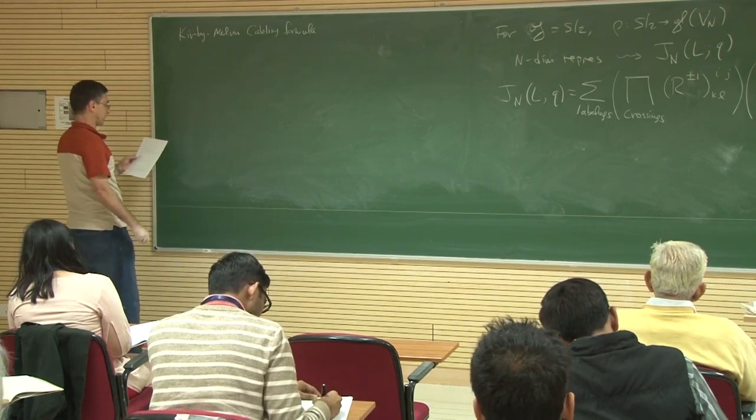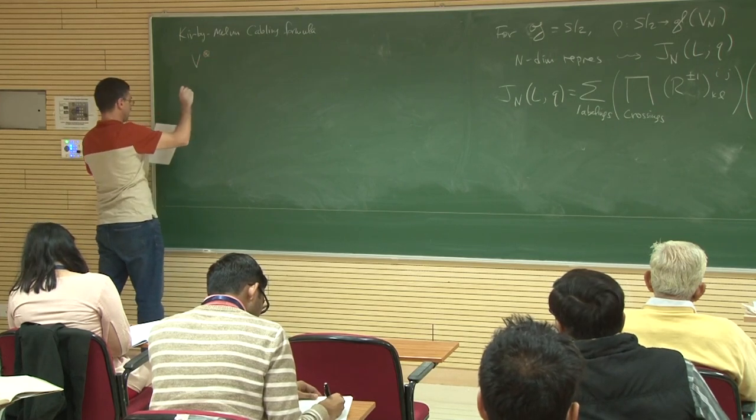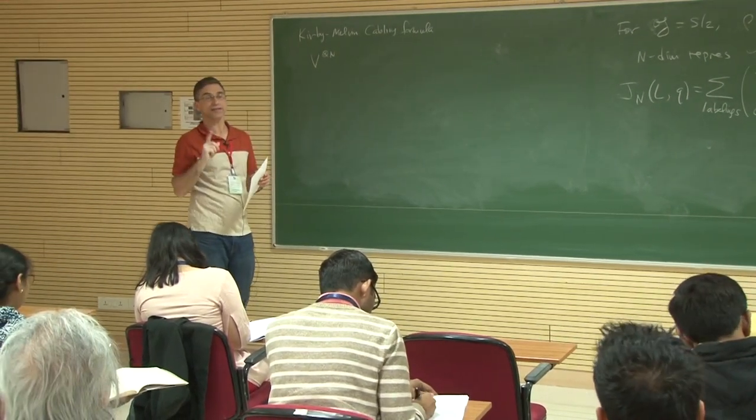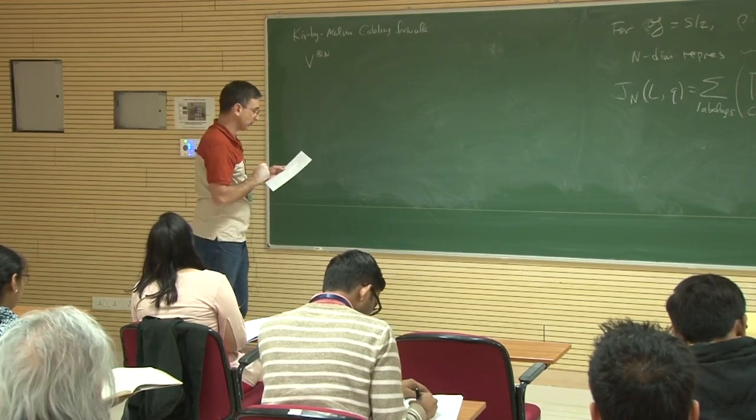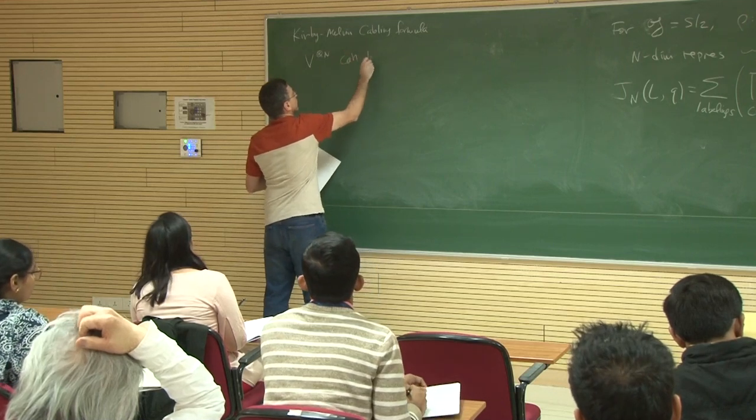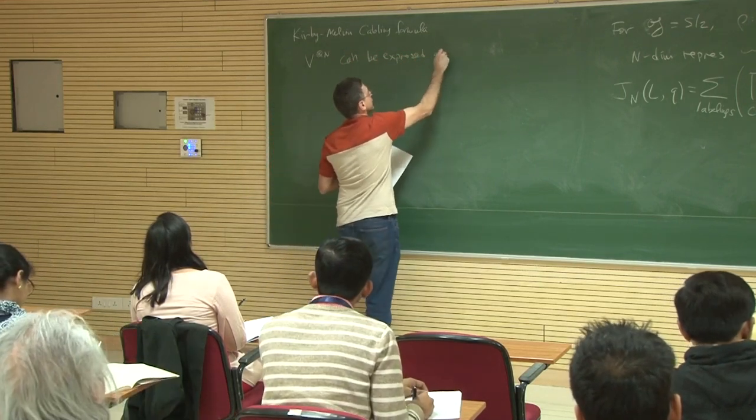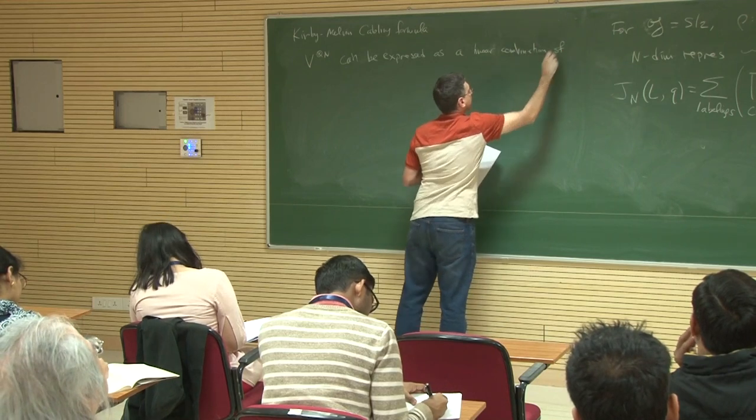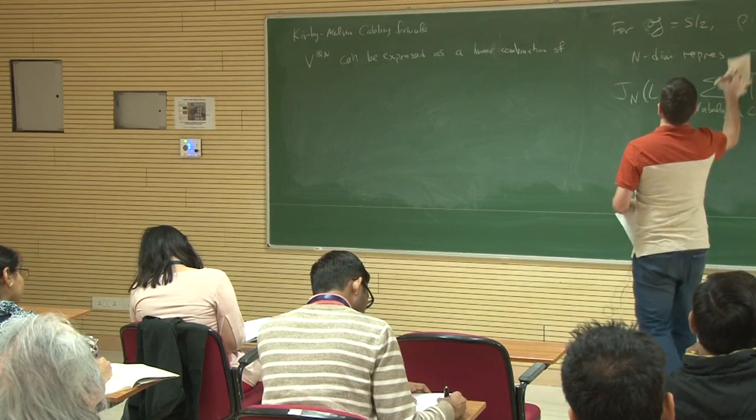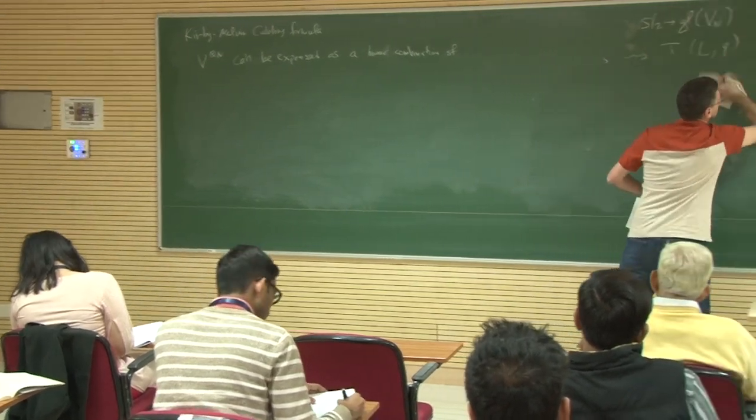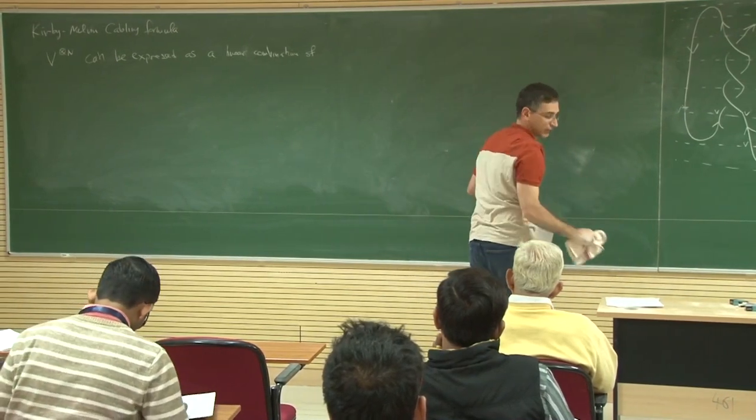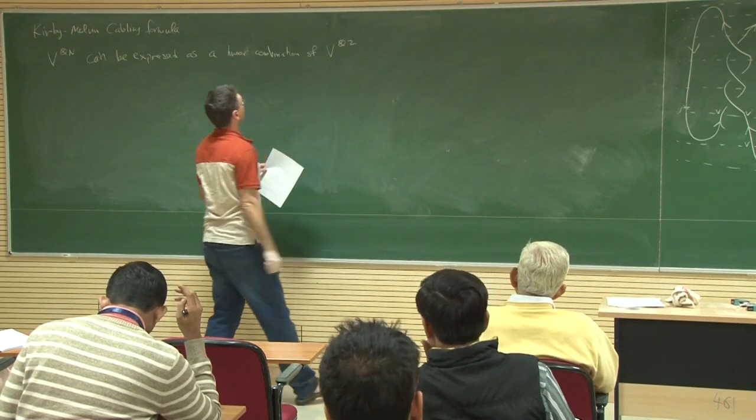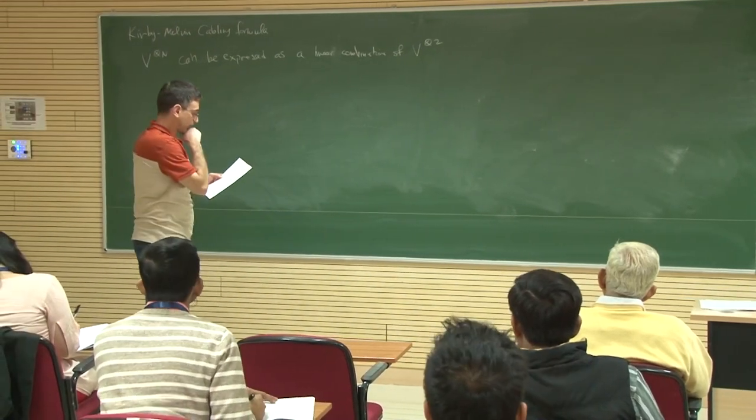So the idea here is the following. This is a representation theoretic statement, and that is the statement that the n-fold tensor product for SL2 has a very special form. SL2 is very special, right? SL2 is easy. And the n-fold tensor product can be expressed as a linear combination of these guys, of the two-fold tensor product. So the n-fold tensor product can be expressed as a linear combination of two-fold tensor products.